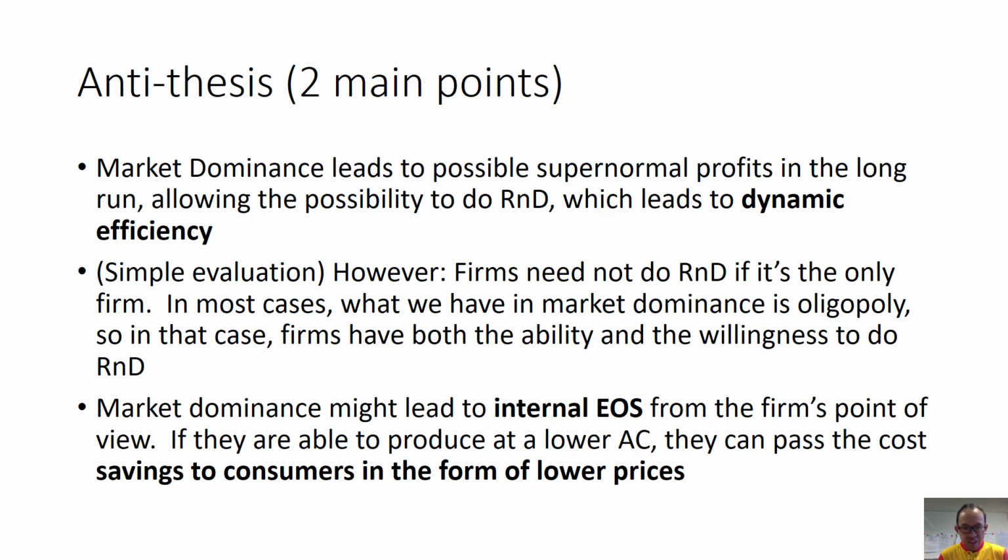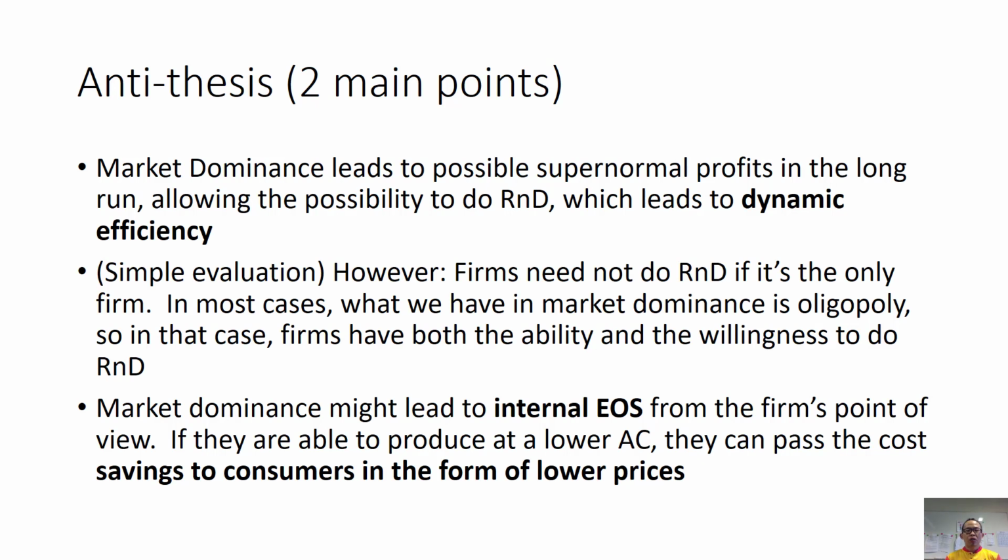For the antithesis, we are basically trying to say what are the benefits to society when there's one firm dominating the market. Now, the first point you can bring in is that market dominance leads to possible supernormal profits in the long run. With supernormal profits in the long run, it is possible for firms to do R&D. Firms have the ability to do R&D. This will lead to dynamic efficiency.